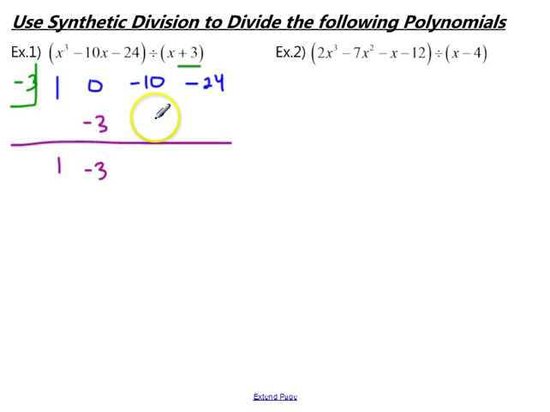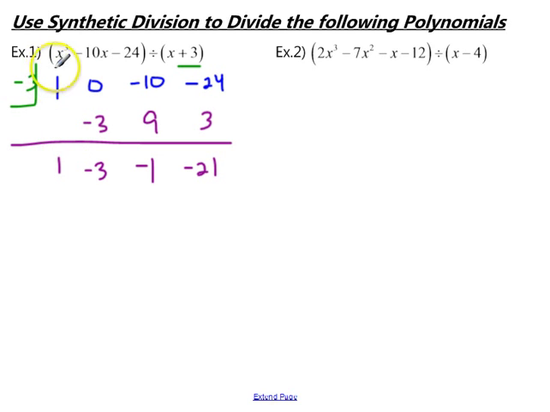Negative 3 times negative 3 is positive 9, and when you add down it's negative 1. Negative 3 times negative 1 is positive 3, and when you add down you get negative 21. So then we can go ahead and write our final answer.